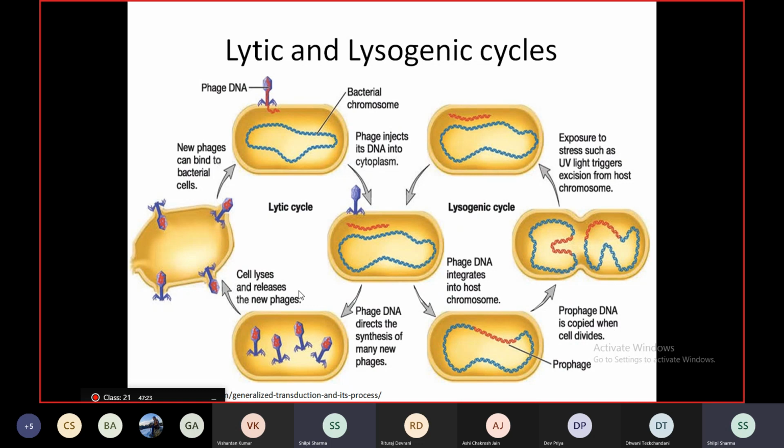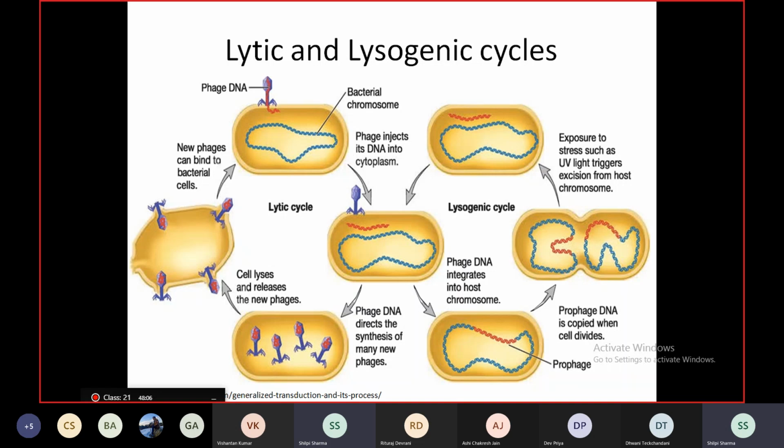But in some cases, unlike the lytic cycle, after the entry of the bacteriophage DNA molecule, it actually becomes integrated into the host cell. So as the cell's DNA is replicated, even the integrated viral DNA is replicated and passed on to the newer generation. So it's copied, and when the cell divides, it enters into the daughter cells as well. Unlike the lytic cycle, this is called a lysogenic cycle, and the integrated DNA with the chromosome is referred to as a prophage.